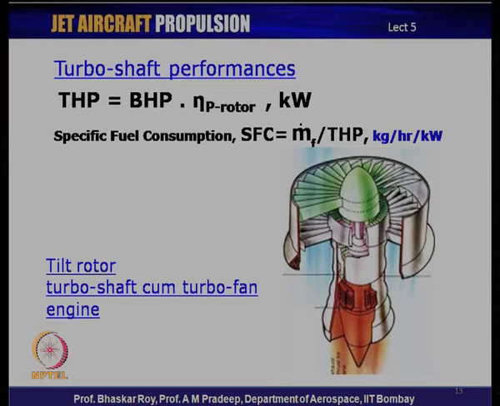Shown here is a picture of a very interesting engine that has been demonstrated and even flown. It has not quite become very popular as yet, and this is simply called a tilt rotor engine, which is basically a turboshaft cum turbofan engine. This particular rotor is more like a fan, and this engine can actually tilt itself. It can go vertical as it is shown here, or it can become horizontal to become something like a turbofan, and this capability gives it the name tilt rotor. So, the whole thing can be tilted.